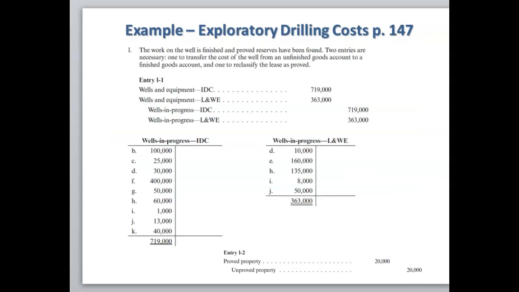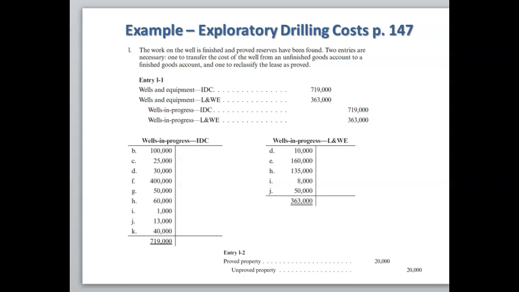So the work on the well is finished and proved reserves have been found. 2 entries are necessary, one to transfer the cost of the well from an unfinished goods account to a finished goods account, and one to reclassify the lease as proved. So if you look at our wells in progress for $719,000, this is a summation of all of the debits to that account. We're now going to reclassify that to wells and equipment. So you can see we're going to debit wells and equipment for IDC, and we're going to credit wells in progress, IDC.